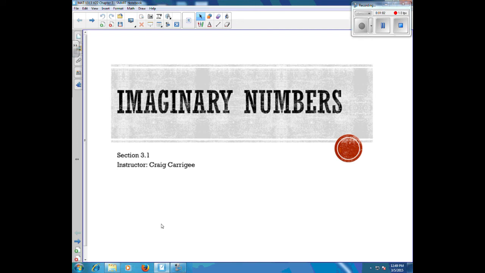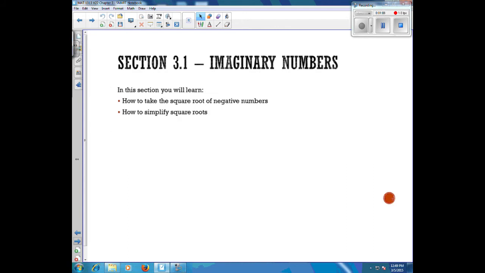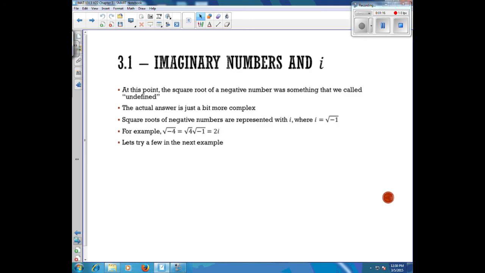Today we're going to talk about imaginary numbers. In this section, we're going to talk about how to take the square root of negative numbers, and then just how to simplify square roots. So at this point, the square root of a negative number is always something we call undefined, so we couldn't find the square root of a negative number. The actual answer to that is just a bit more complex.